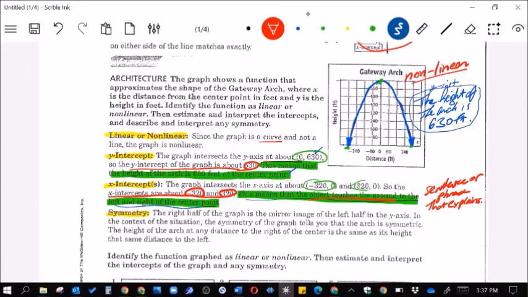Now, symmetry is when the right half is the mirror image of the left half in the y-axis. Okay, that's an important part of the symmetry part. So in this case, if you were to draw a line right down the middle of it, the two sides are mirror images, so this one does have symmetry. Okay.